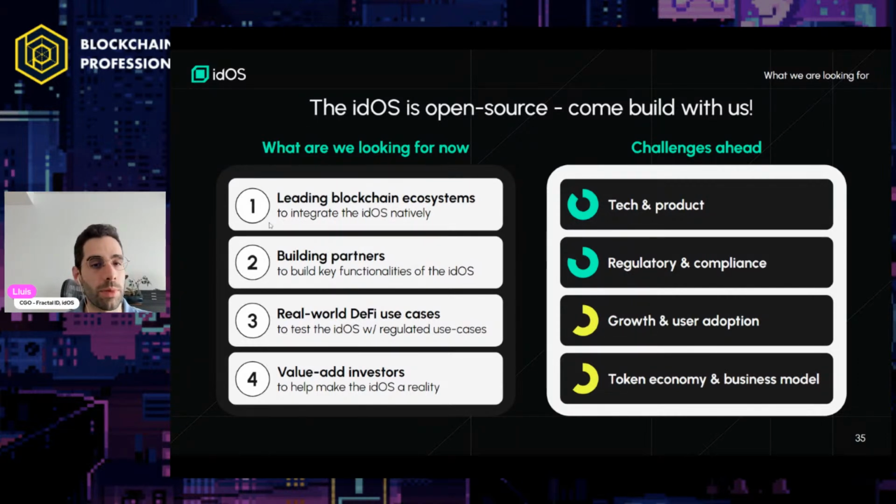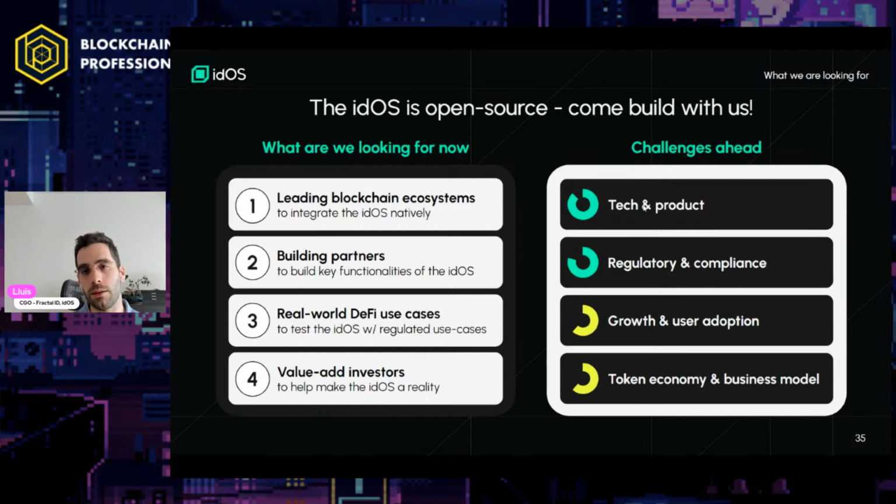We're looking for building partners that can build key functionalities of the idOS beyond the identity and relational database element that we have now. We are actively looking for real-world DeFi use cases. So anything that touches the real world and that makes DeFi go to the next step, and we can enable through Identity. And finally, at some point in the next months, very soon, we're also going to be looking for value-add investors that help us make the idOS a reality.